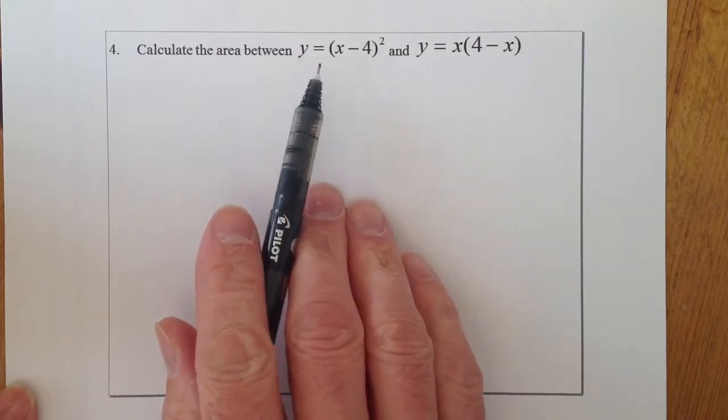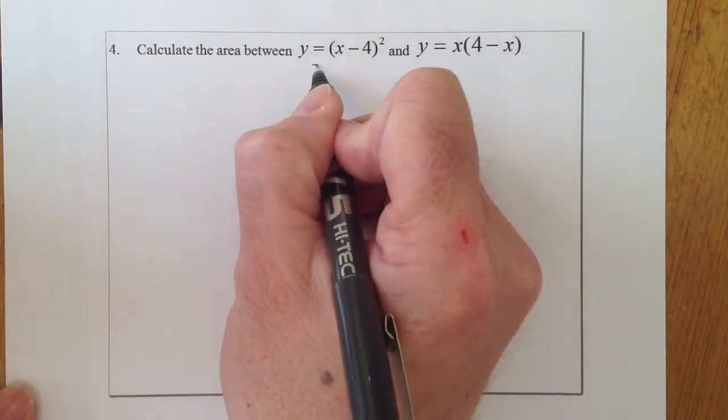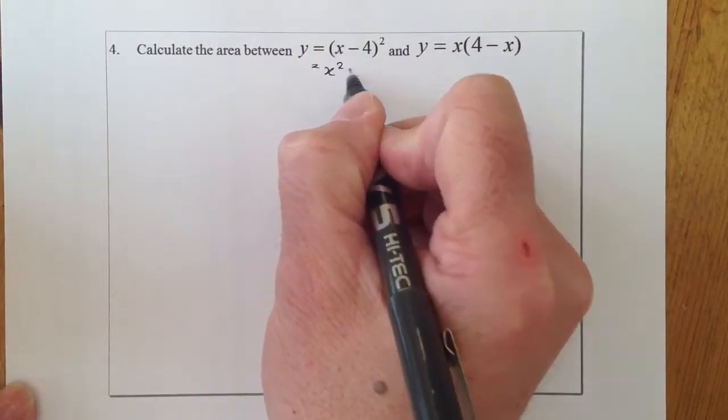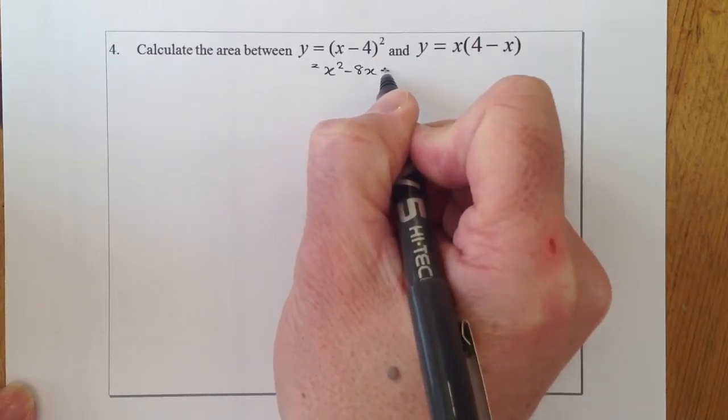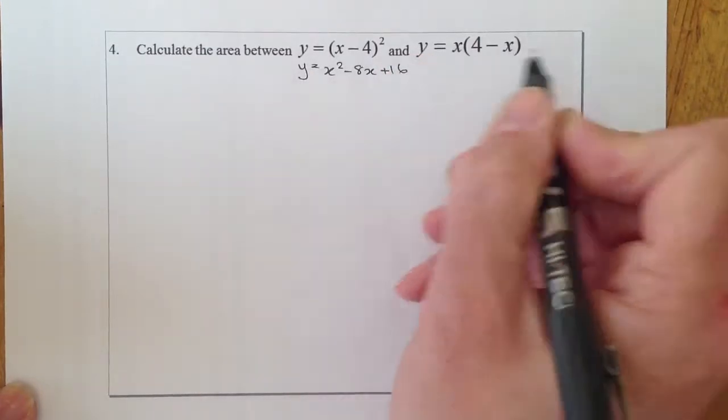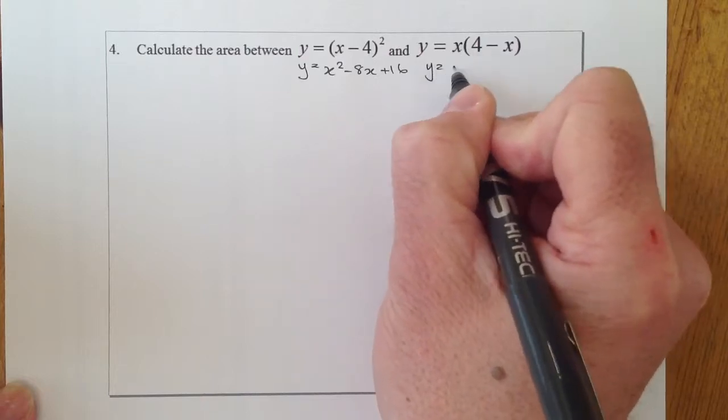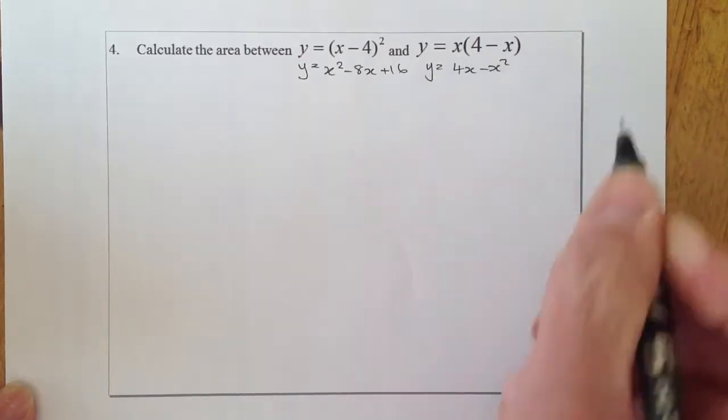them. And what I'm going to do is multiply the curves out first of all so that we can see something first of all. So that's going to be x squared minus 8x plus 16 for this one here. For this one over here, what we have is 4x minus x squared.